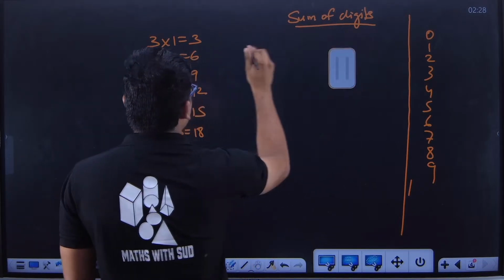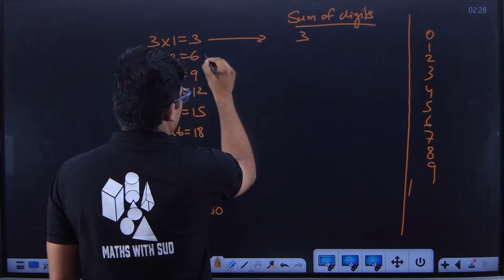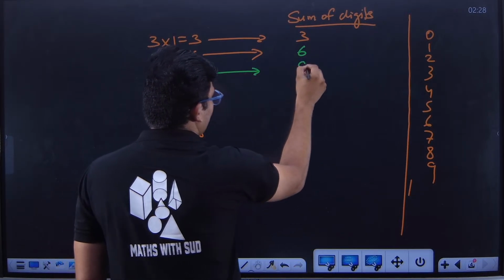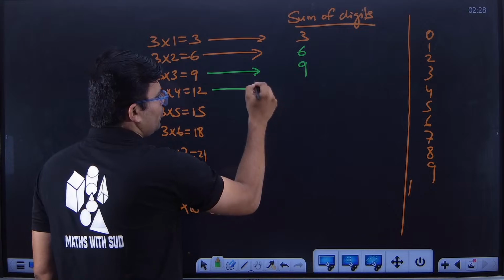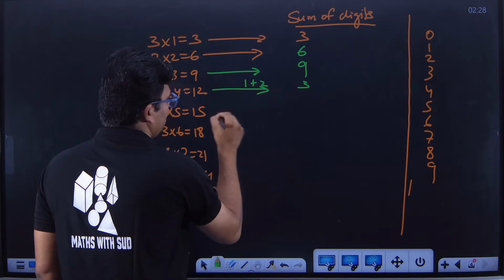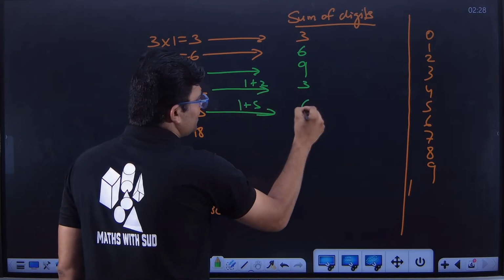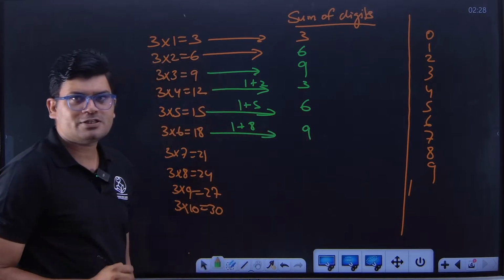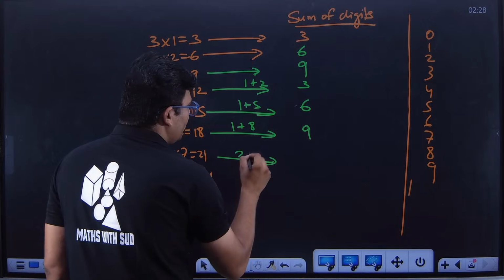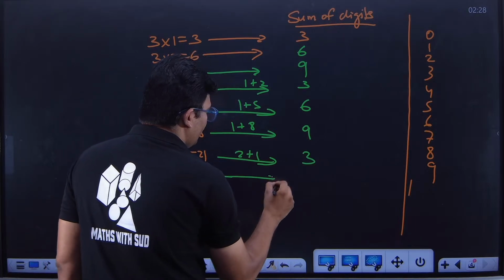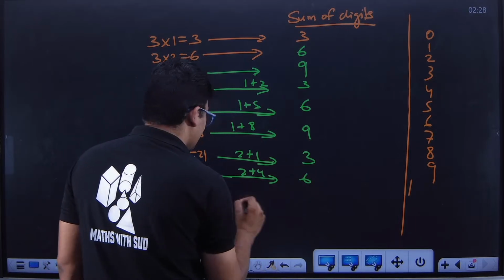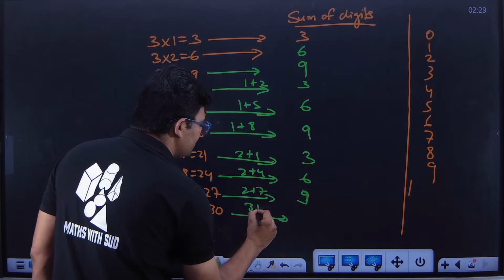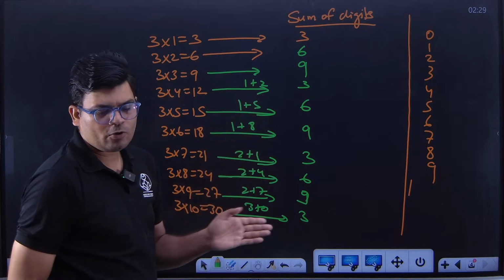So the sum of the digits for 3 is going to be 3. For 6 it is going to be 6. For 9 it is going to be 9. For 12 it is going to be 1 plus 2, which is again 3. For 15 it is going to be 1 plus 5, again 6. For 18 it is going to be 1 plus 8, which is 9. For 21 it is going to be 2 plus 1, which is 3. For 24 it is going to be 2 plus 4, 6. Then we will have 2 plus 7, 9. Then we will have 3 plus 0, 3. And it keeps on going like this.